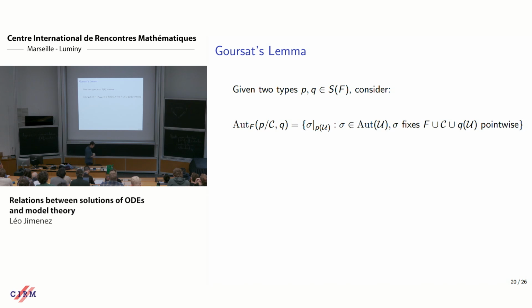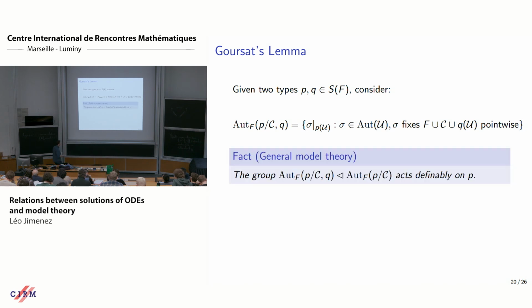Okay, now, all right, so if I give you two types over the same set of parameters F, I can do a slight modification of the Galois group, which is now I restrict, again, my automorphism of U to the type P, but instead of asking that it fixes F and the constants pointwise, I ask that it fixes F, the constants, and the other type. Okay, so it fixes more things. Okay. And so, of course, this is sort of general model theory, but this is a normal subgroup, and it's definable as well, right? And it acts definably on P.